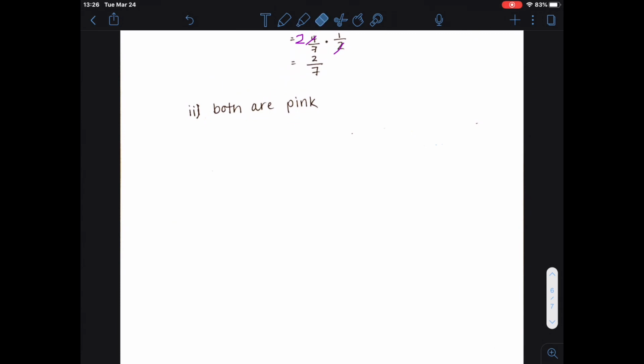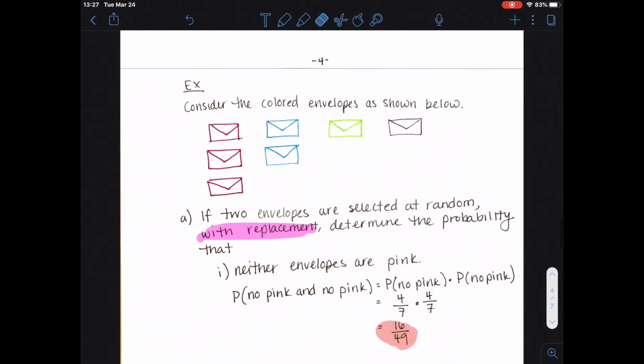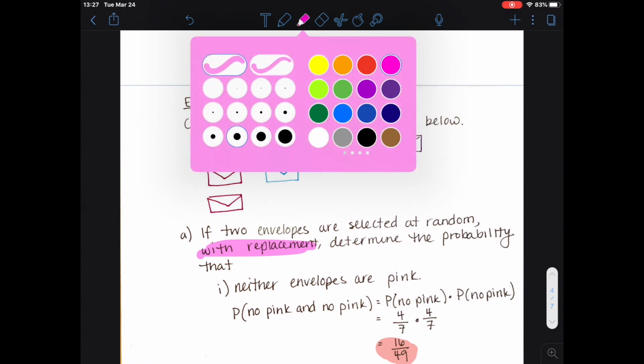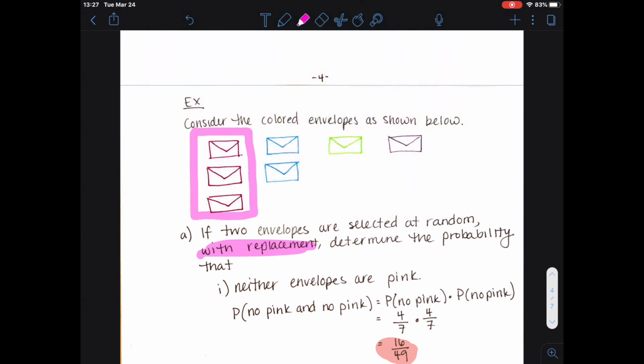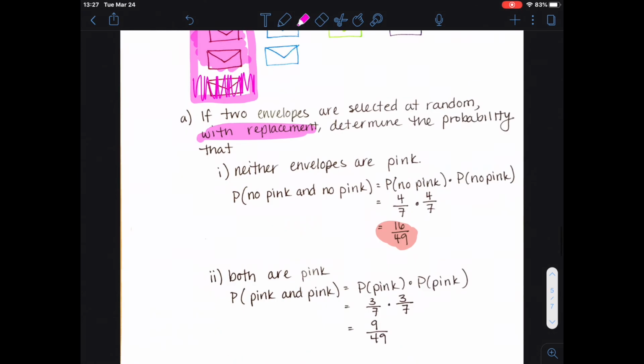Okay. Now if we want to figure out the probability without replacement that both are pink, we still do the same thing. We want the probability that the first pick is pink, and we want to multiply that by the probability the second pick is pink. So when we go back up here, the first pick, you've got 3 envelopes out of 7. But now I've used one of these up. So this envelope is gone. I have 6 remaining, and of those 6, 2 of them are pink, okay?